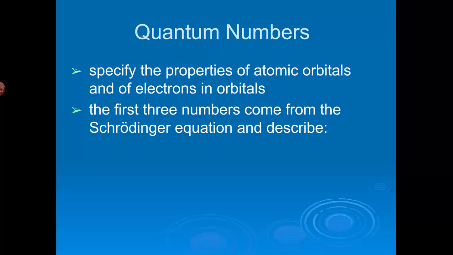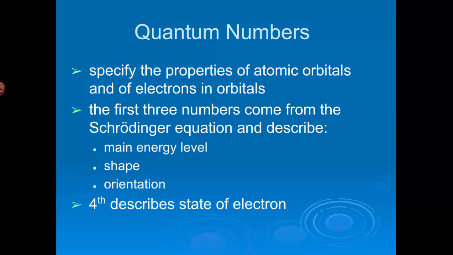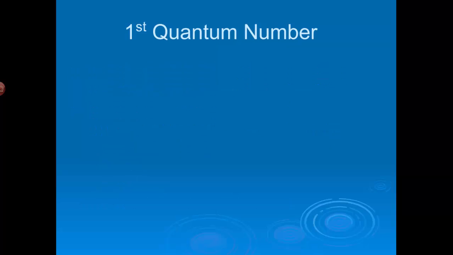Schrodinger came up with our first three quantum numbers, and they describe the main energy level, the shape of the orbital, and the orientation of the electron in that orbital. The fourth quantum number describes the state of the electron, and it took a couple of other scientists to come up with this last one.